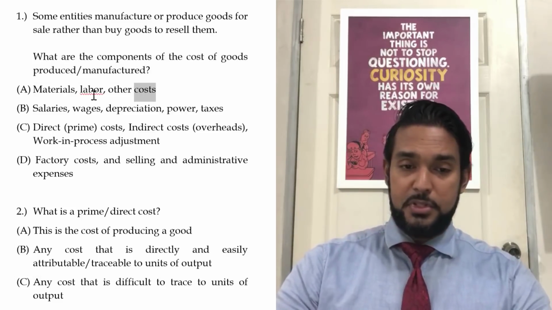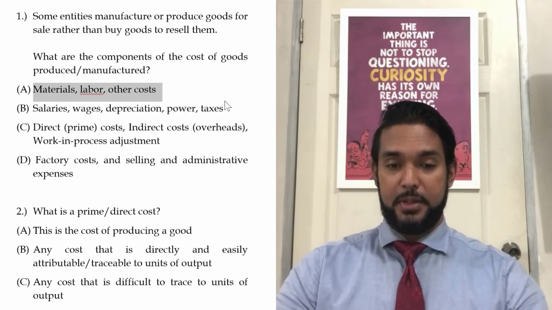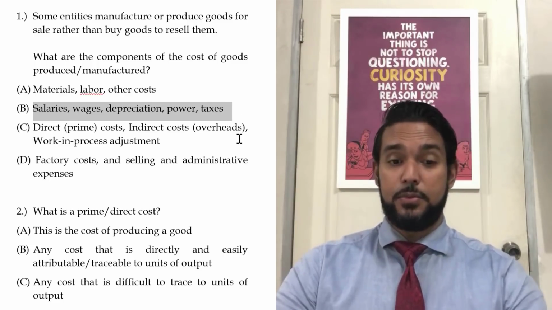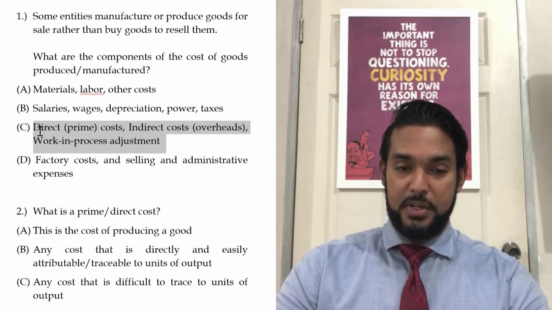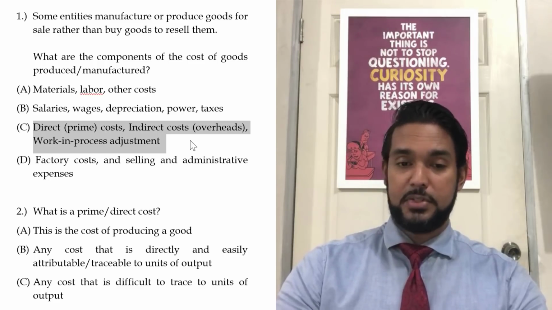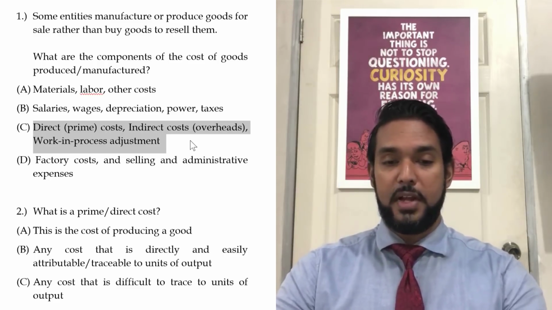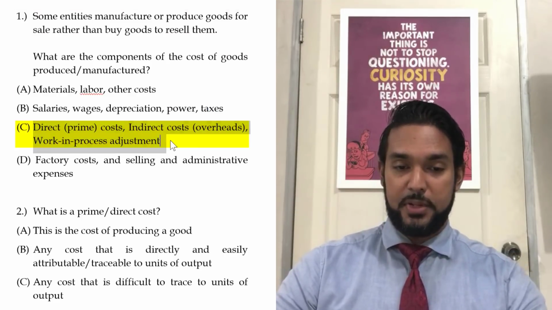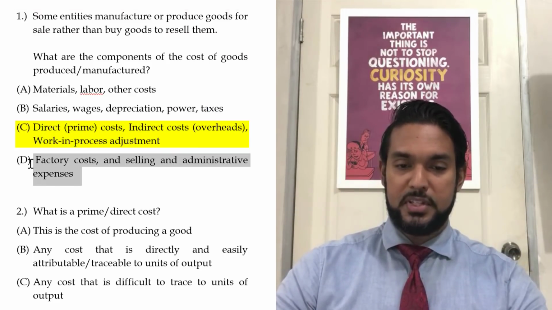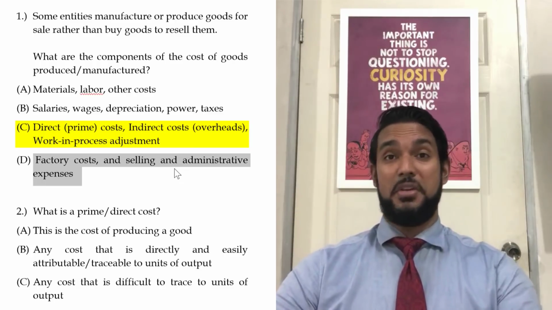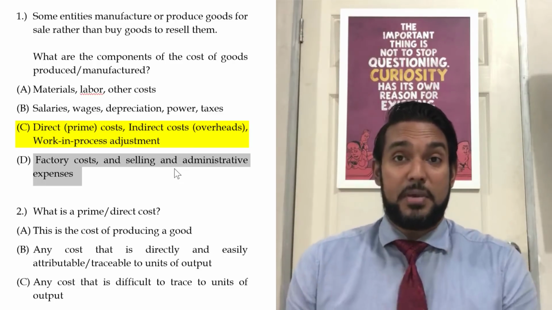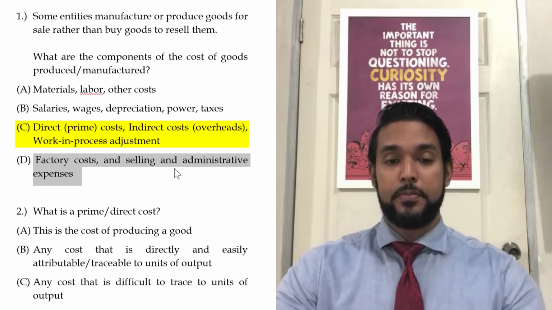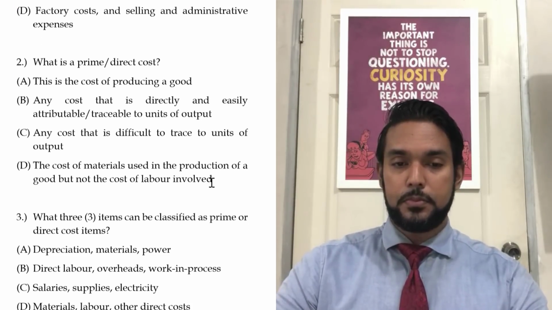So materials, labor, and other costs seems very tempting. Salaries, wages, depreciation, power, taxes, all that stuff seems well and good. But this is where the money is. Direct or prime costs, indirect costs or overheads, and I'm going to highlight it in yellow, right? And the work in process adjustment. And we have, of course, factory costs and selling and admin. We know that one is definitely not part of it, because anything that is non-manufacturing does not form part of the cost of goods manufactured. Cool. So let's scroll down to number 2 and take a look.